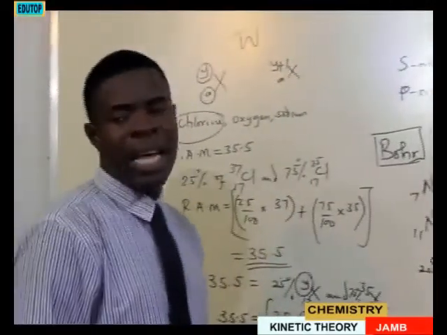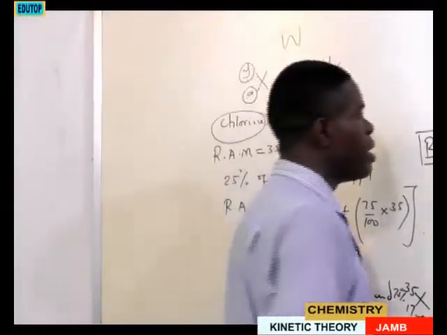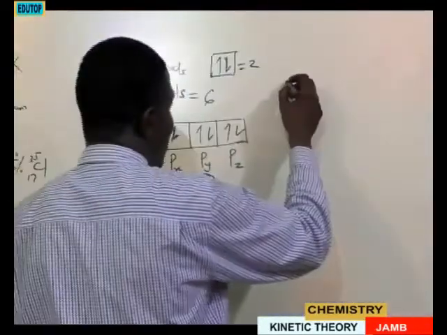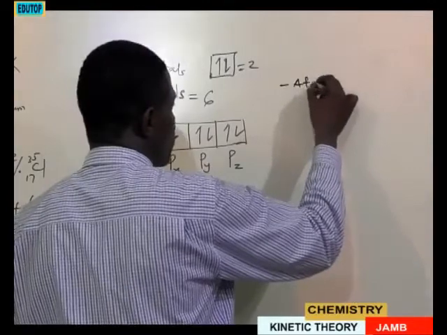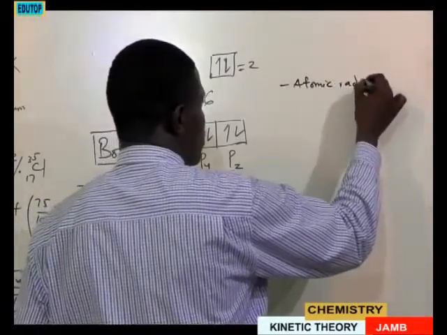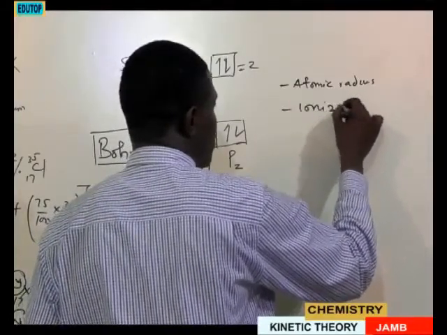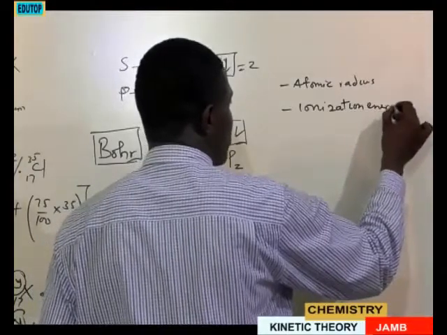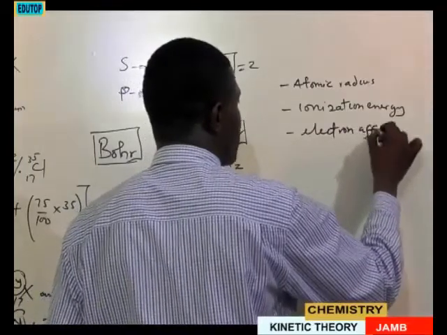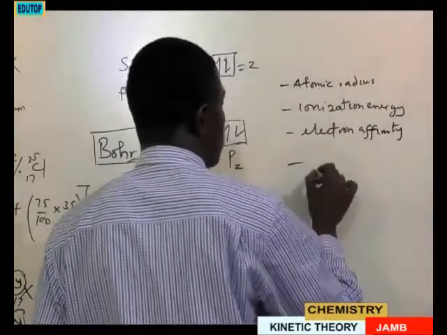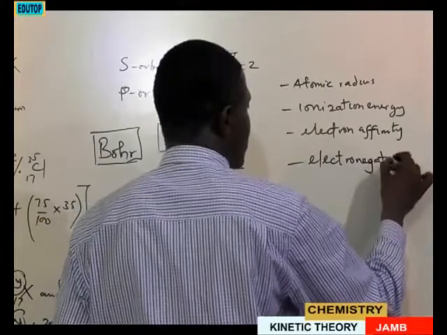Then let's now talk about identifying reasons for variation in properties across the period. There will definitely be, because we have how many properties? The first one that we have is atomic radius. We have ionization energy. We have electron affinity. We have electronegativity.